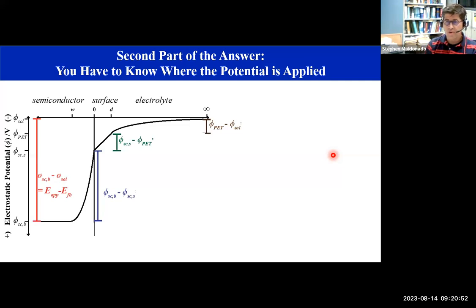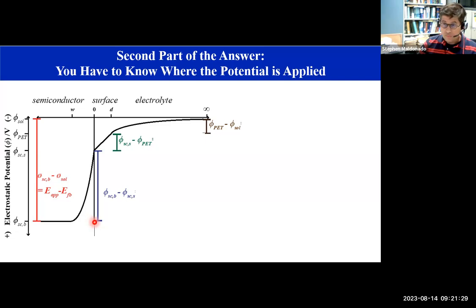Okay, the second part of this answer in terms of knowing where the potential applies means you have to look at this same interface between the semiconductor and the electrolyte in a little bit more detail. So rather than plotting an electrochemical potential on the left scale, we're going to think electrostatically about what happens when I apply a potential. So this right bar here represents the magnitude of the potential that I'm telling my potentiostat to apply to my electrode. And so this ideally is the amount with respect to a reference point that I should be moving the Fermi level of my semiconductor electrode.